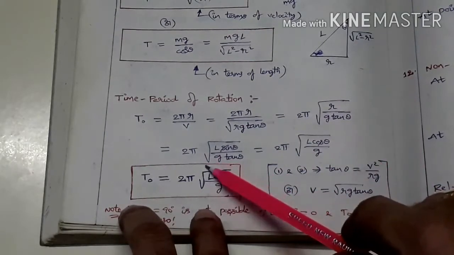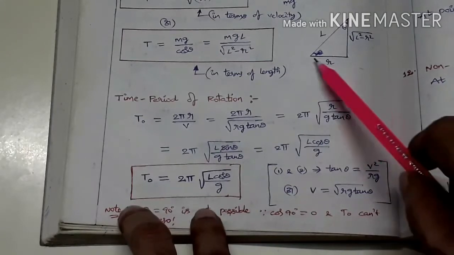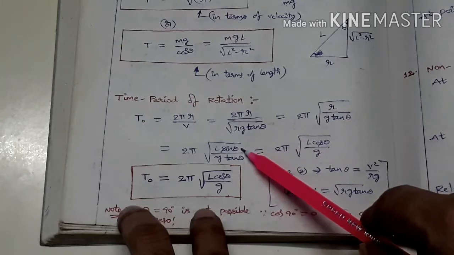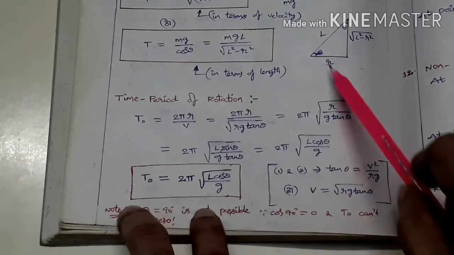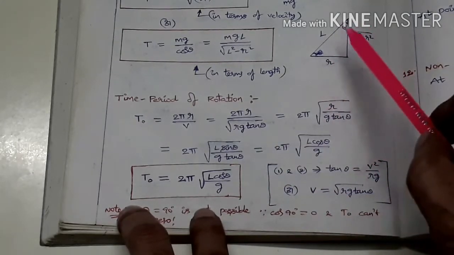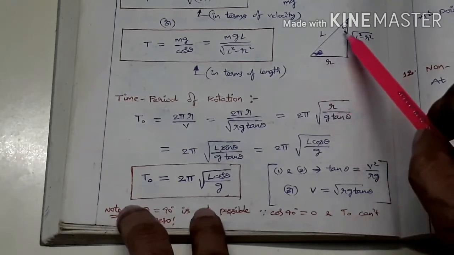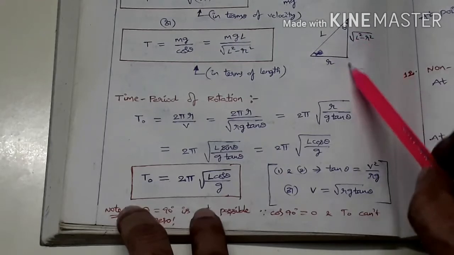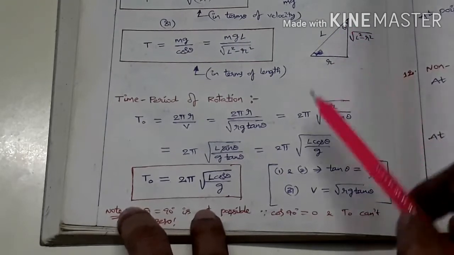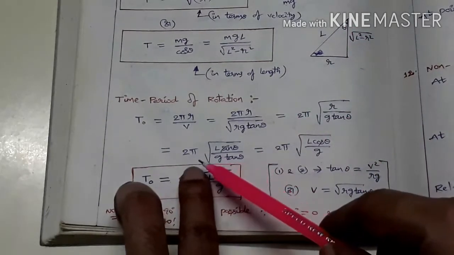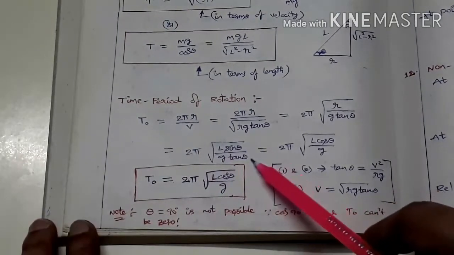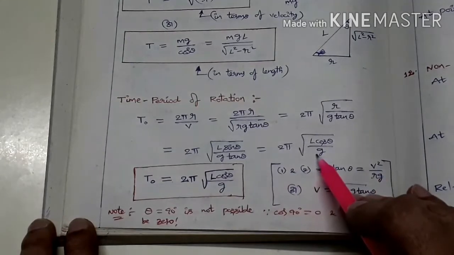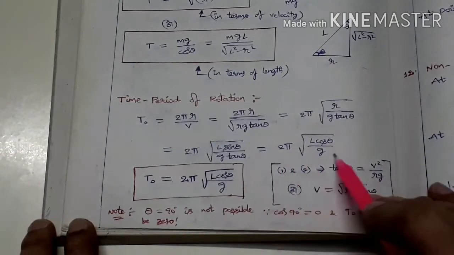So this is equal to 2 pi into root of r by g tan theta. What is r here? r equal to L sin theta. So we have put L sin theta here in the place of small r. This is the right angle triangle. This is hypotenuse. So opposite side equals hypotenuse into sin theta. This is the adjacent side, equal to hypotenuse into cos theta. So r equal to L sin theta. Therefore 2 pi into root of L sin theta by g, and solving this, 2 pi into root of L cos theta by g.